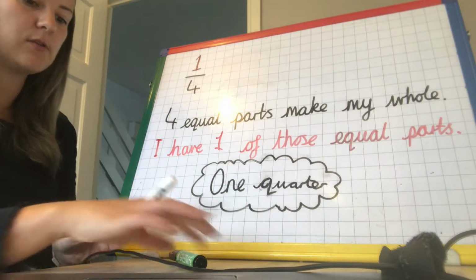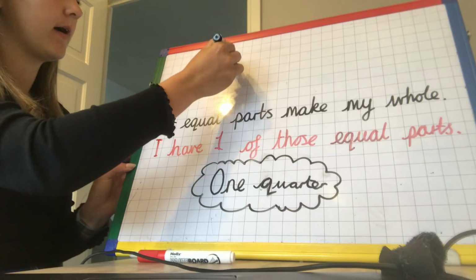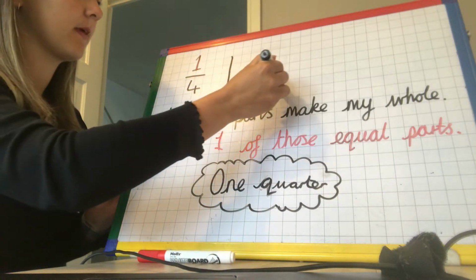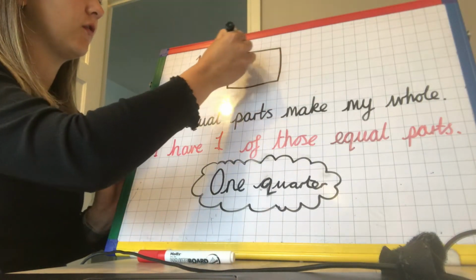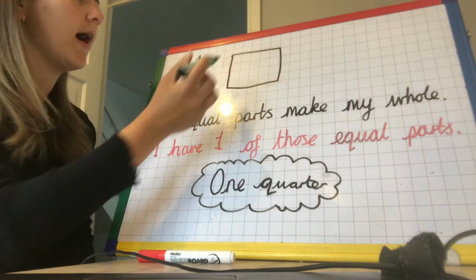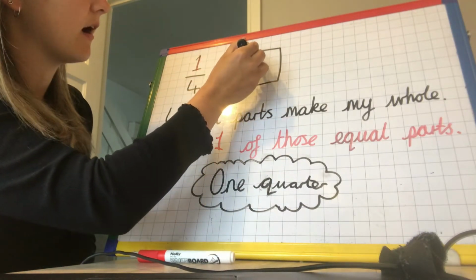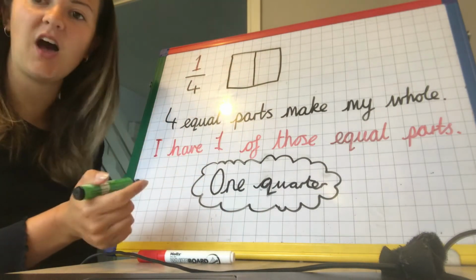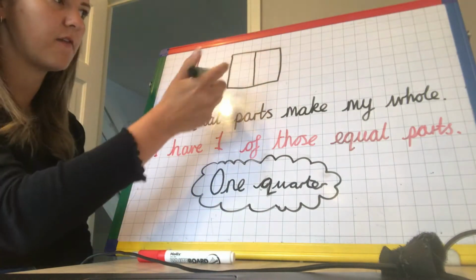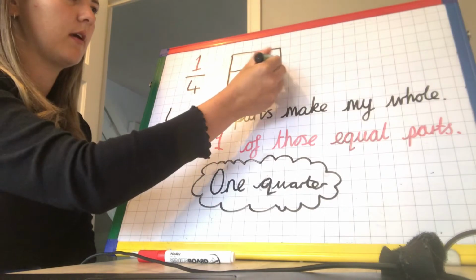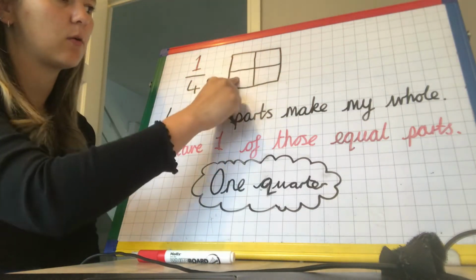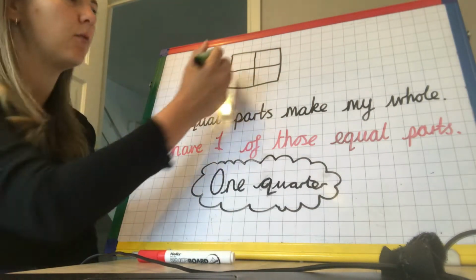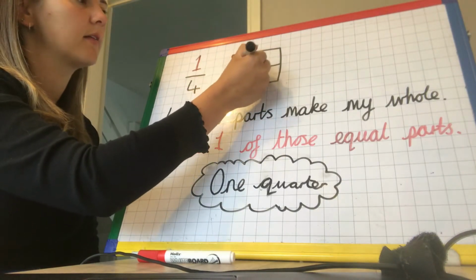So we're going to see what that looks like. I have got my whole here, and I have got 4 equal parts. Now, I can split it in half, so I would have 1 half. Now, a quarter is actually half of a half, so I'm going to half it and half it again. Okay, so 4 equal parts make my whole, and I have one of those equal parts.